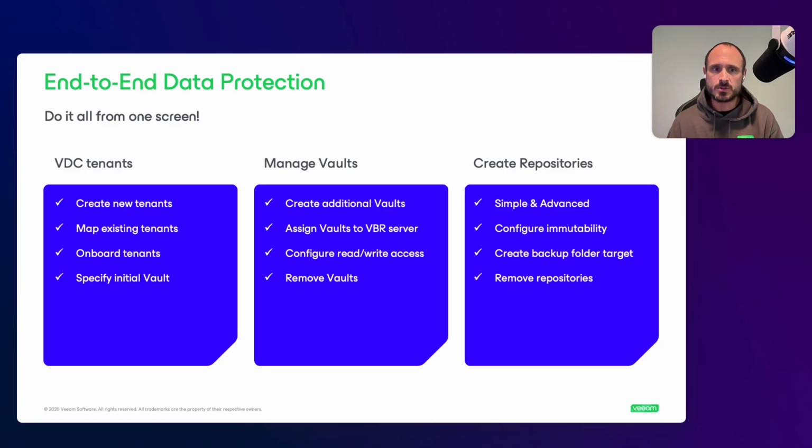I can assign those vaults to the customer Veeam servers, configure read-write access and soft and hard quotas on the amount of storage used. I can remove those vaults, and finally, I can create the backup repository. So you have your vault, and then you create a folder, which is the actual repository that Veeam interacts with and sends the Veeam backup files to. This is also where you'll specify your immutability.